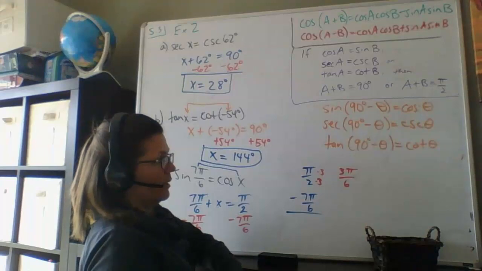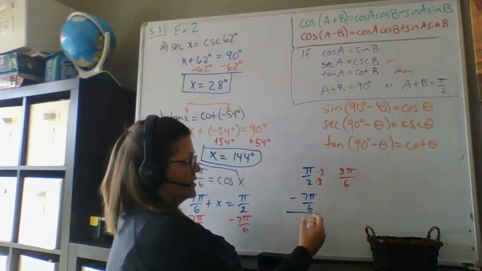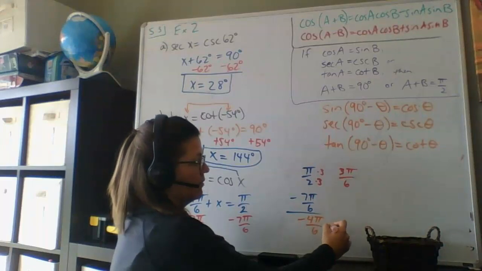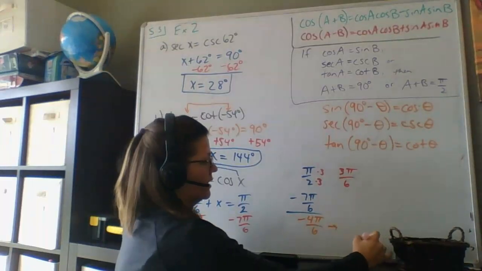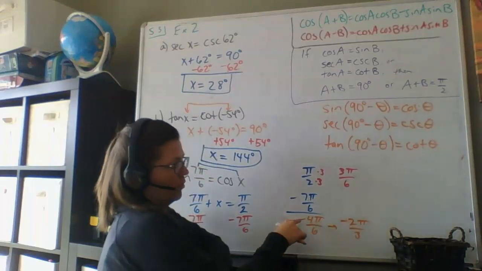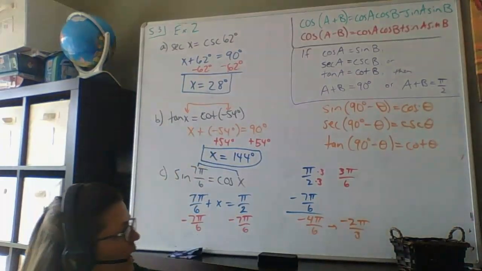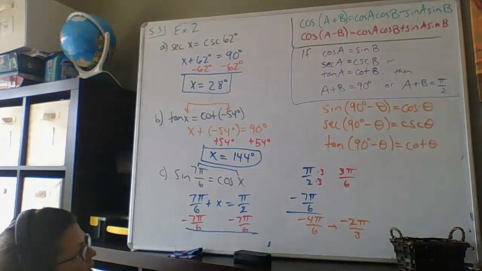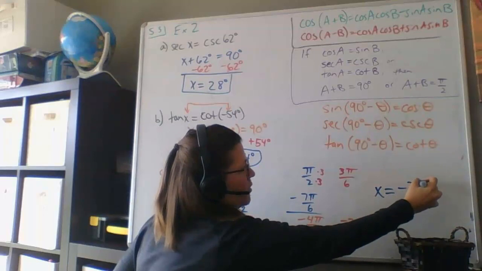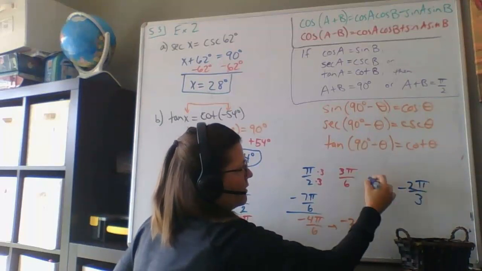We get 3 pi over 6 minus 7 pi over 6 is negative 4 pi over 6. And this can be reduced to negative 2 pi over 3, reducing both 4 and 6 by 2. Therefore, my final answer is x equals negative 2 pi over 3.